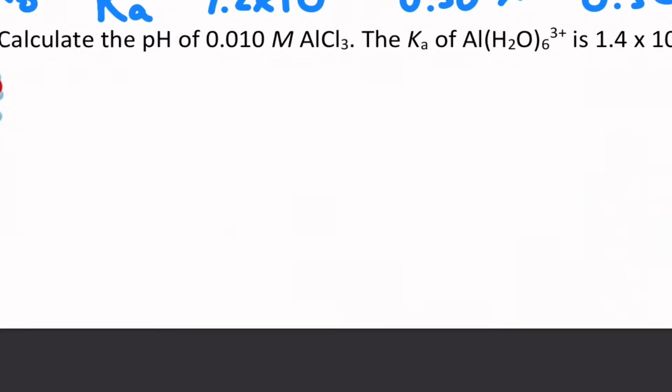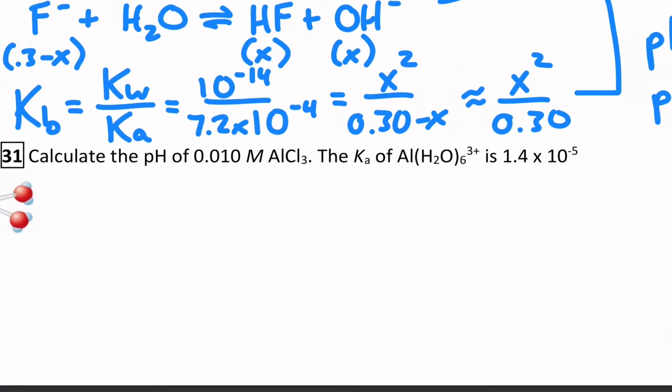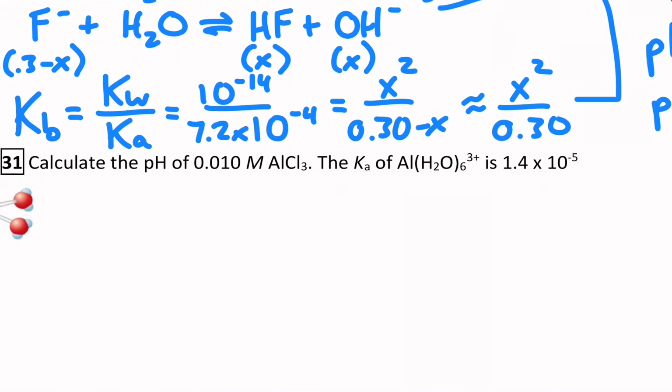Alright, there's one more to try. I'd like you to hit pause. Here's a 0.01 molar solution of aluminum chloride. They give us the Ka of the aluminum ion, so you can figure out what you do to get the pH of that.